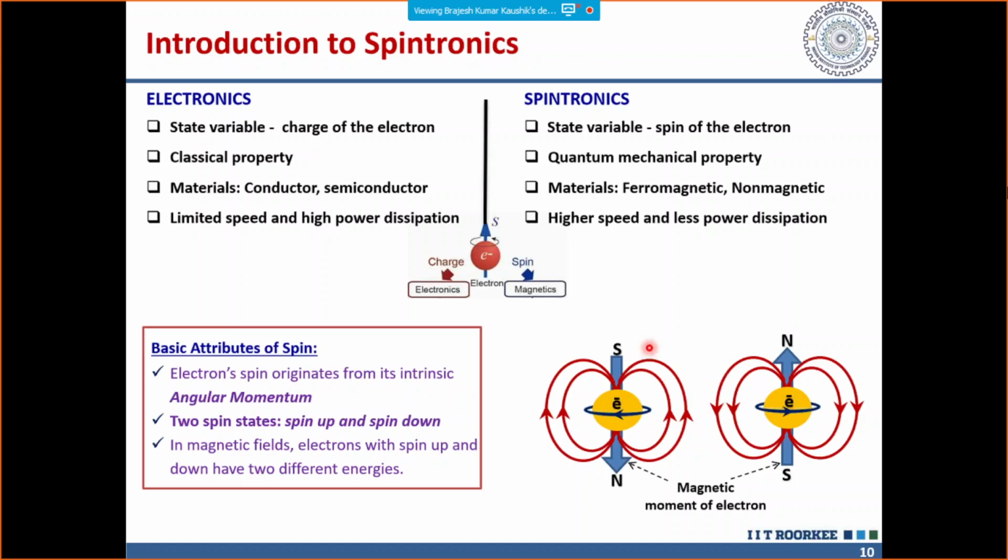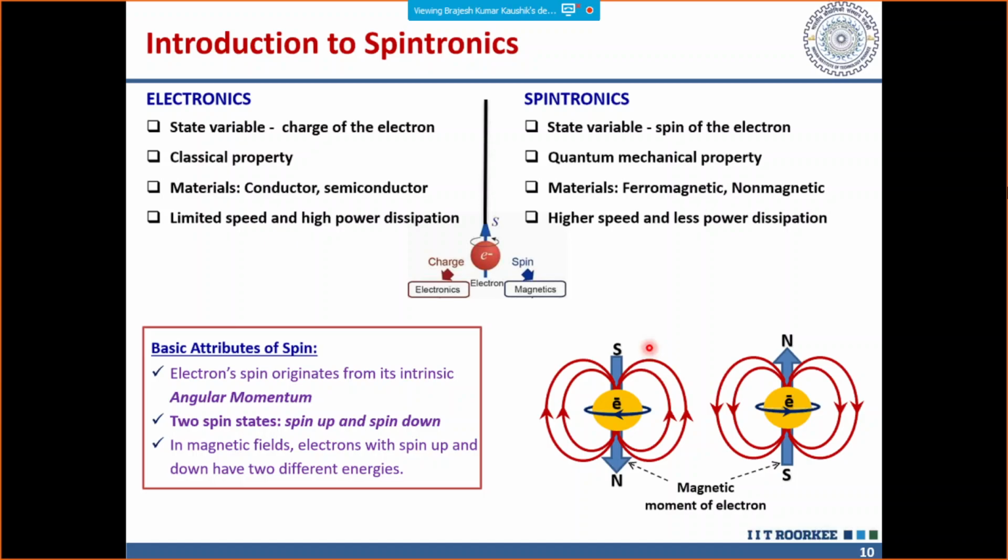Now, if you look into the materials that are often used, electronics uses materials such as conductors and semiconductors, whereas for Spintronics, you use materials such as ferromagnetic and non-magnetic materials. So the material types that you use are quite different.